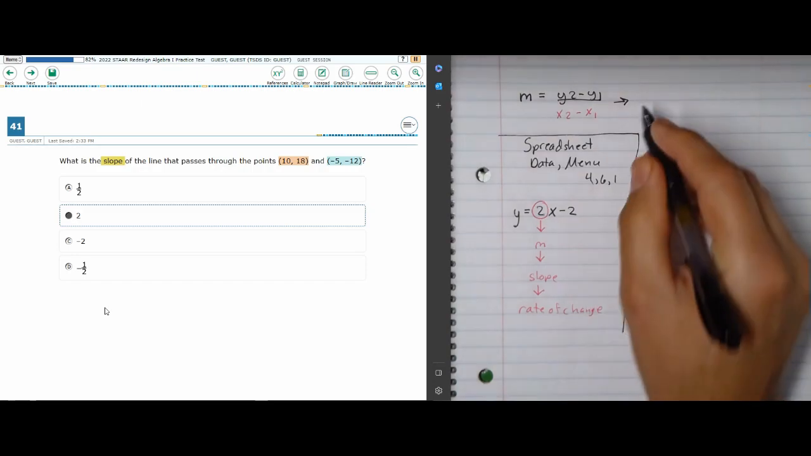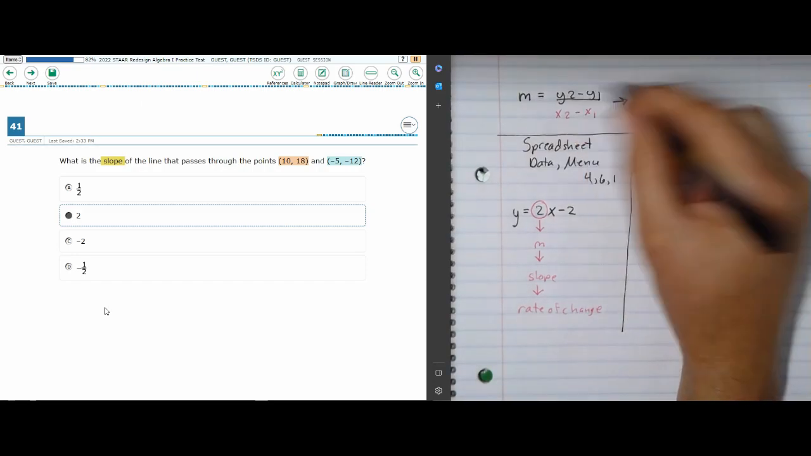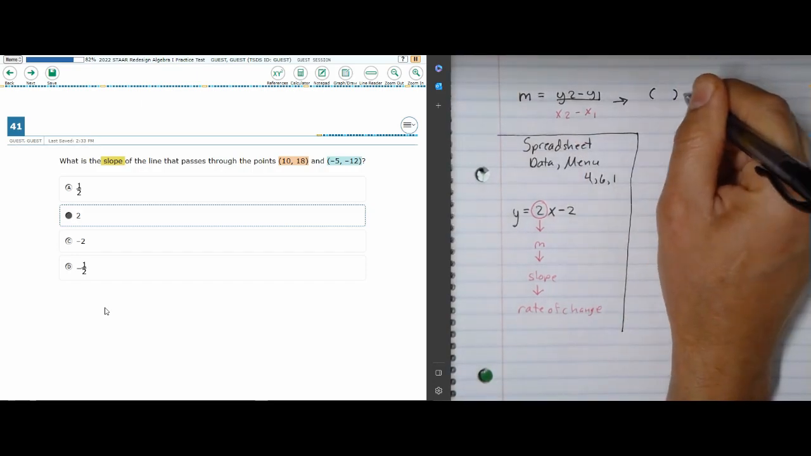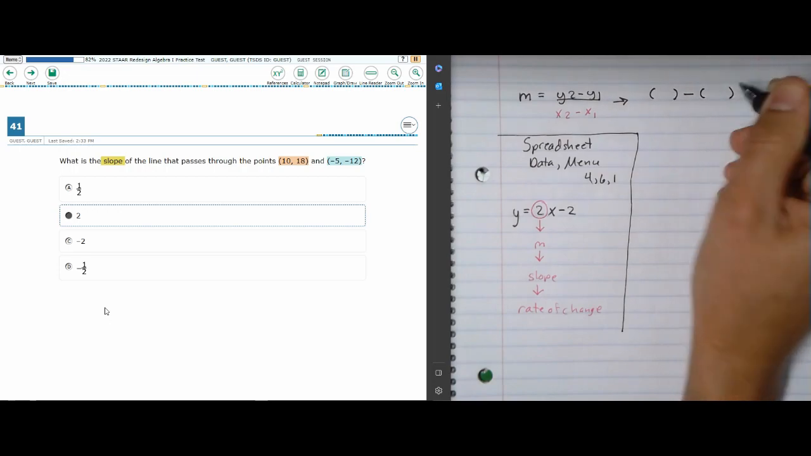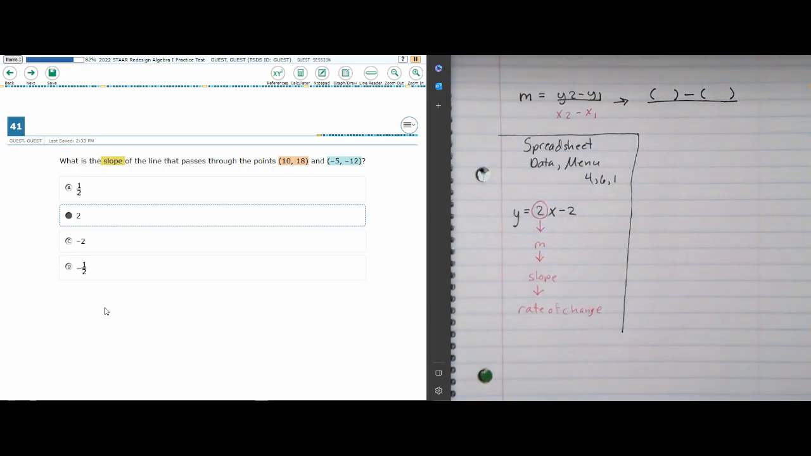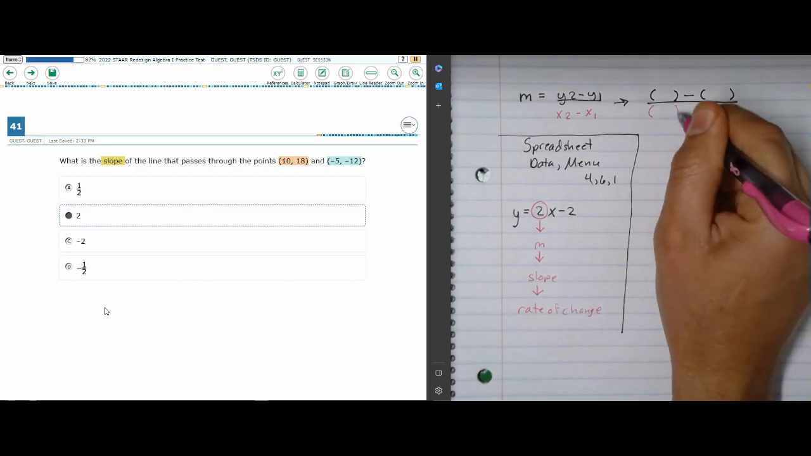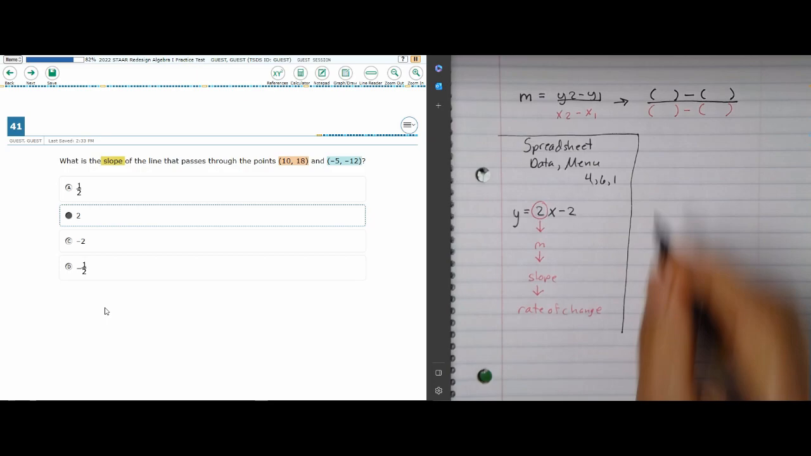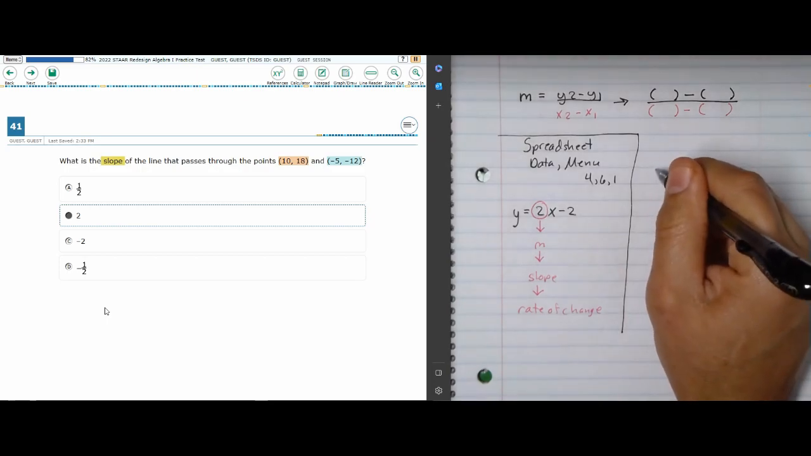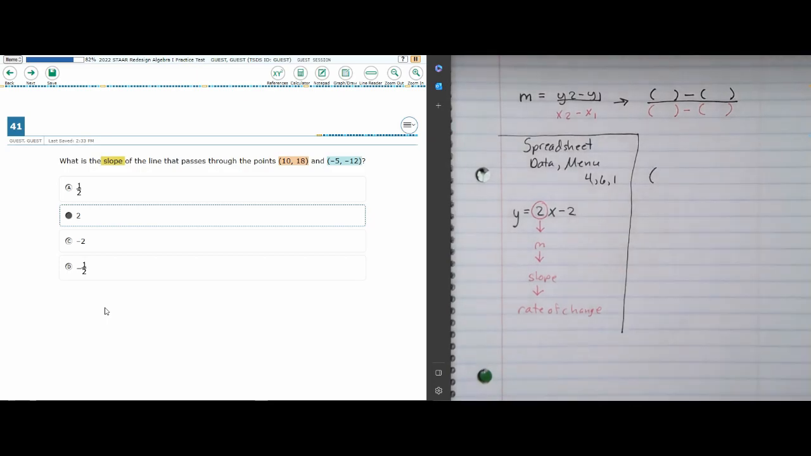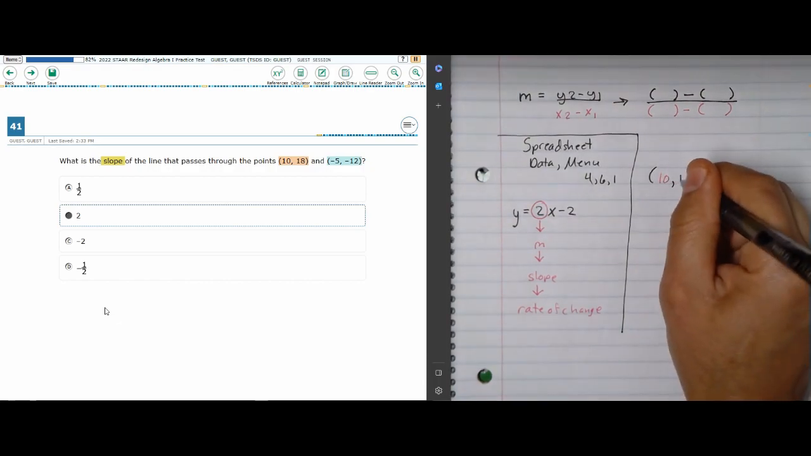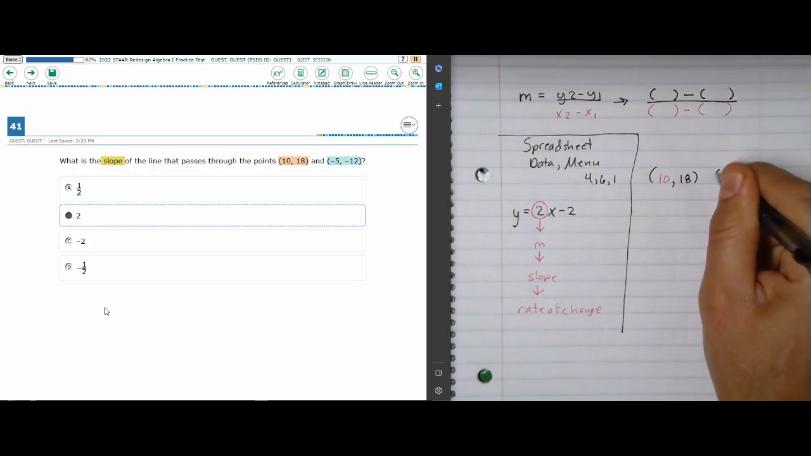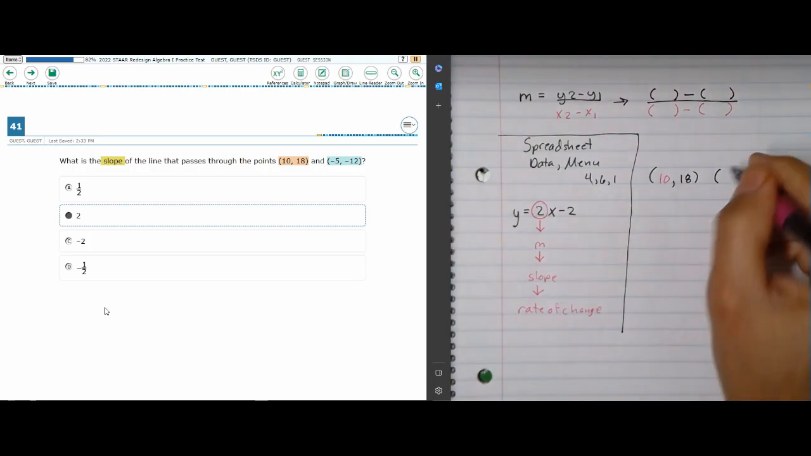So let's look at the slope formula. I'm going to go ahead and just rewrite it. Instead of a y2, I'm going to put some parentheses for it, minus another set of parentheses, over my x values, my x2 minus my x1. And notice they give us two ordered pairs. I'm just going to write them right here. The first ordered pair was 10 and 18, and the second ordered pair was -5 and -12.